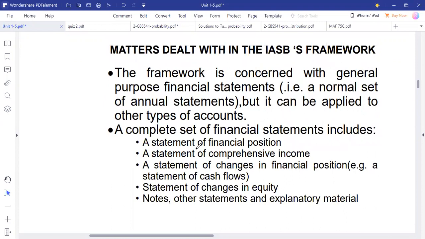Matters dealt with in the IASB's framework. This framework is concerned about the following. Number one, a complete set of financial statements must include the financial position. Number two, it must include the comprehensive income statement. Number three, it must include the cash flow statement, the statement of equity and also other statements. So these are the key statements that are included in the financial statements. Financial position, which is the balance sheet; the comprehensive statement, which is the income, trading and profit and loss account; and the cash flow statement. Others are statements of equity. These are what make up what we call the financial statements.